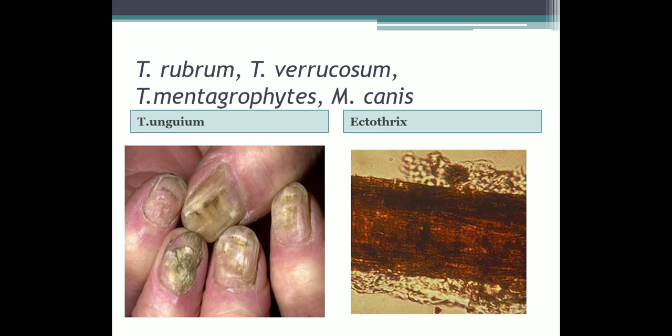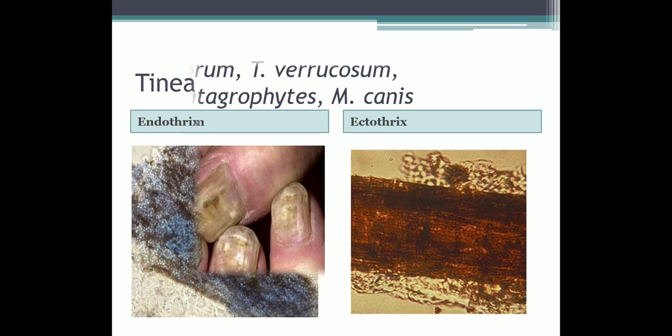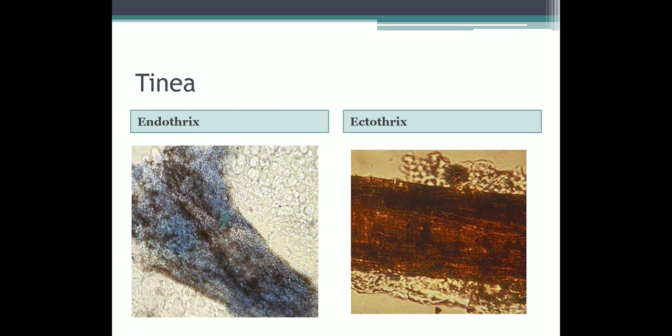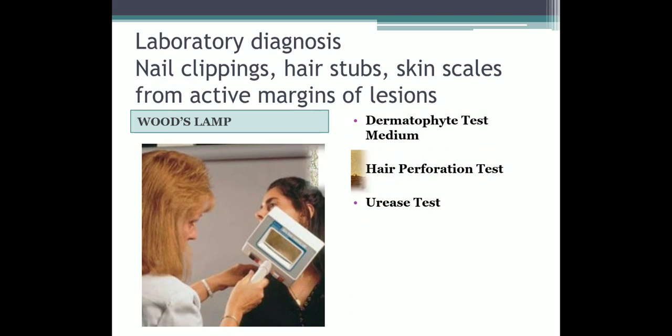You can see whitish flakes. If it is present on the outer shaft, it is ectothrix. If it invades the hair shaft, it is called endothrix infection. If it is seen in the feet, it is called tinea pedis. Sorry, I did not mention that. And if it is seen in the nails, it is called tinea unguium. In tinea pedis, you find a classic appearance called the moccasin foot.